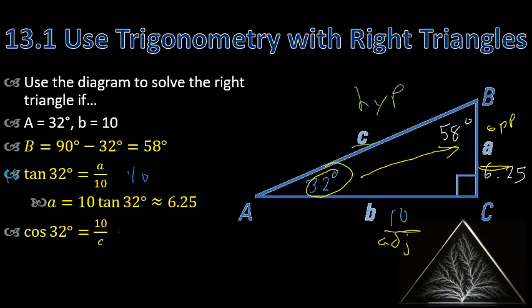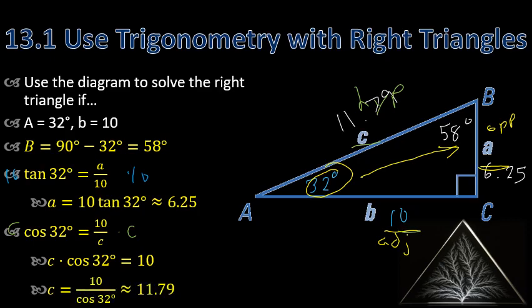Multiply both sides by c to get it out of the denominator. And then, since it's times there, divide both sides by cosine of 32. 10 divided by cosine of 32 is about 11.79. And now we know all the sides and all the angles of this triangle.